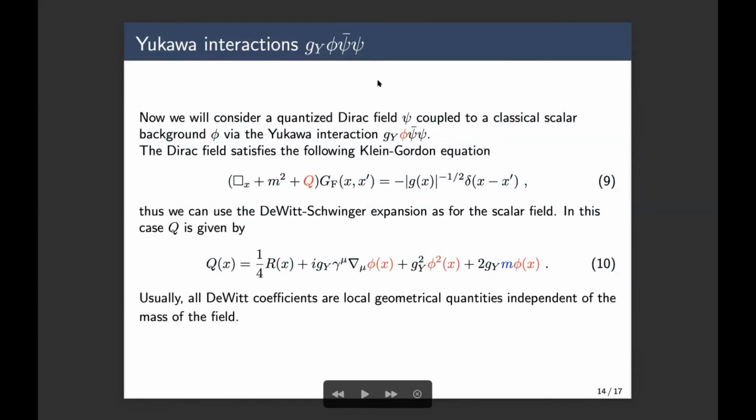Now we move to study the quantum corrections coming from a Dirac field coupled to this scalar classical background via the Yukawa interaction. So now in this case, in order to do the Schwinger-DeWitt expansion, we need to take the Klein-Gordon equation for the Dirac field. So in this case, the Q parameter obeys equation 10. I have highlighted here in blue the mass of the Dirac field, because usually in this expansion, we do not get a term proportional to the mass. And this will have consequences in the beta function of the mass of the scalar background, as we will see in the last slide.